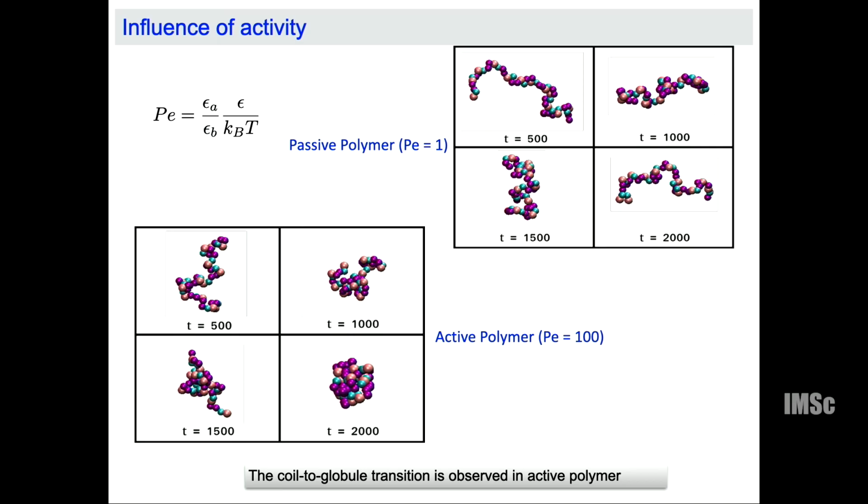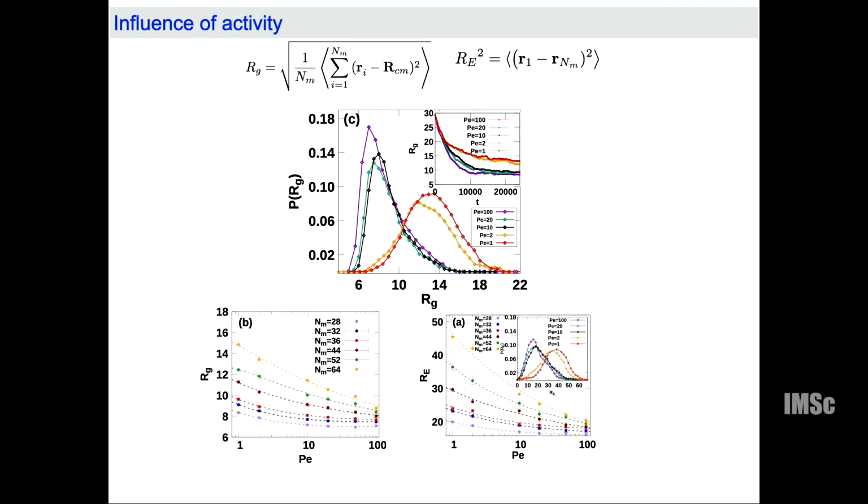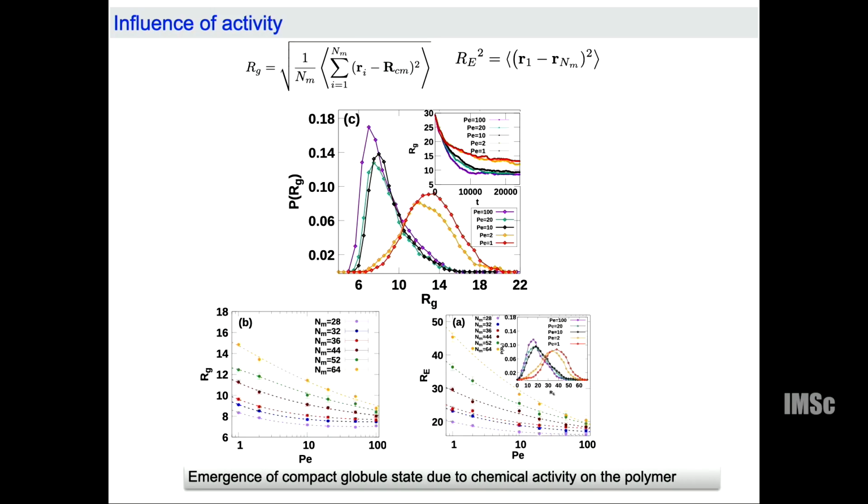And then we went ahead and talked about what kind of globule it is, how do we characterize it, and of course to characterize the globule, the easiest thing is to talk about the radius of gyration. And you see this is the radius of gyration. As we increase the Peclet number, which is the activity on the system, it systematically goes to a lower and lower value of the Rg. That means it systematically condenses to a globule state as I am increasing the activity, right?